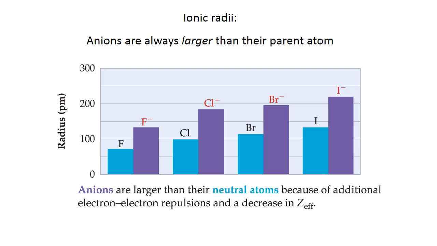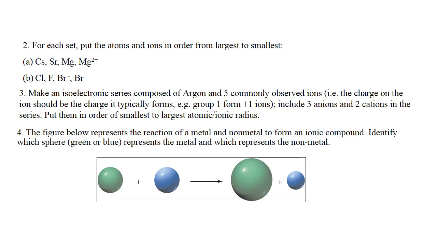If we go back to our graph, you can see their description: anions are larger than their neutral atoms because of additional electron-electron repulsions and a decrease in the effective nuclear charge. So they're talking about the fact that the effective nuclear charge goes down. It has the same number of protons in the nucleus, but there's more shielding in effect because there are more electrons present. And we're going to do these practice problems next.